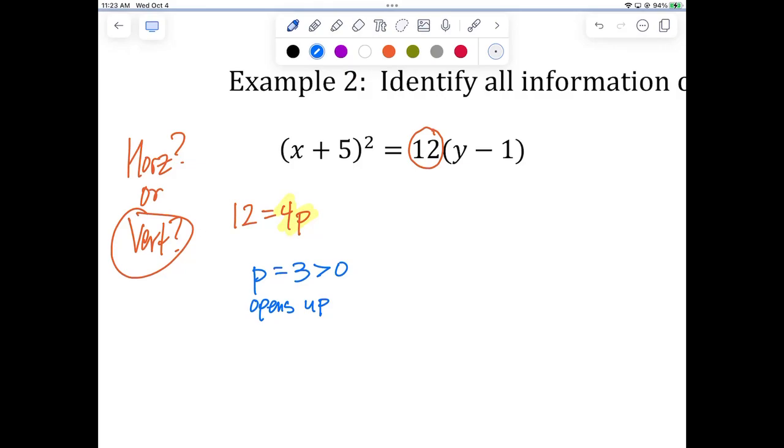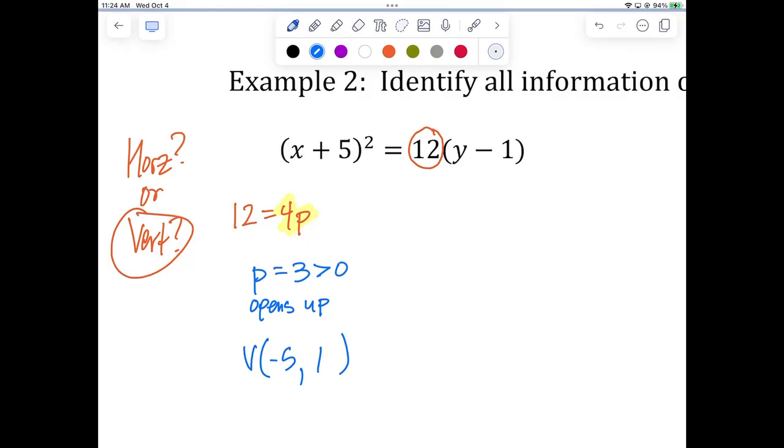Okay, cool. Do we know where the vertex is? Tell me where the vertex is. −5, +1. Yeah, because they're both in parentheses now, they're both the opposite of what it appears. I know that's kind of strange, but they're both in parentheses now, so they're both opposite. So it's −5 and +1. That's h, k.